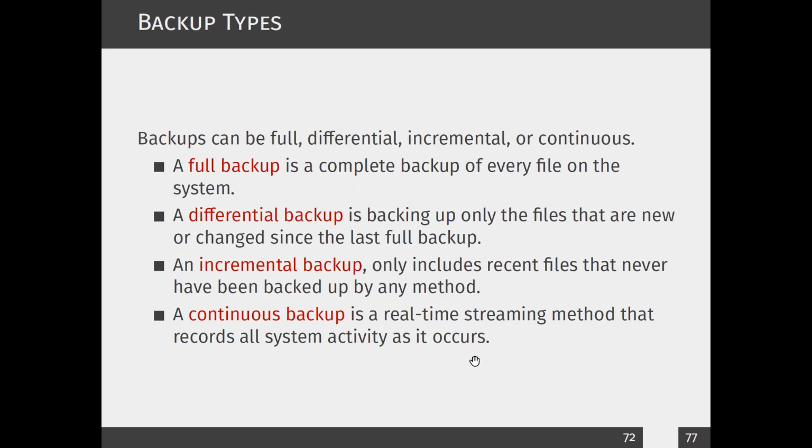Then we can talk about backup types. For example, when you want to back up your existing database, you can create a full backup, where you copy each and every file in the system. Two, you can have a differential backup, which is up to the last file. And then an incremental backup, where you back up one increment at a time. Continuous backup is a real-time streaming method, where you record all system activities.